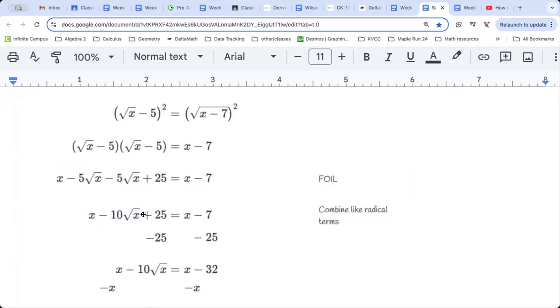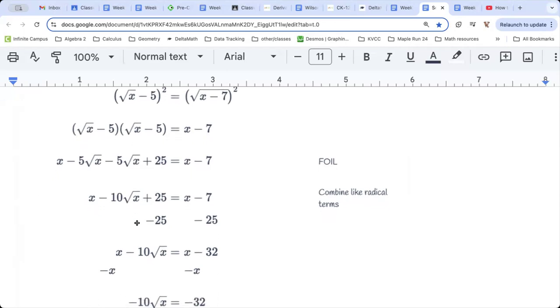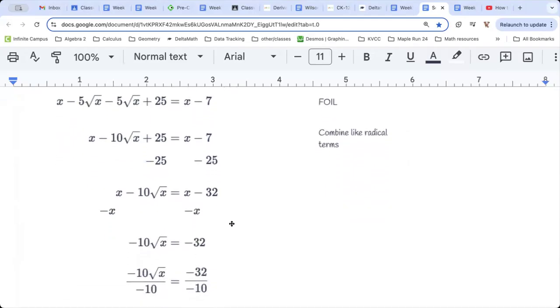What are we going to do? Remember, if you have a square root radical part, you want to isolate that part. Okay. Plus 25 has to go. Undo the plus, minus 25 on both sides. 25 is gone from the left-hand side. -7, -25 combined, you get -32. You still have this x.